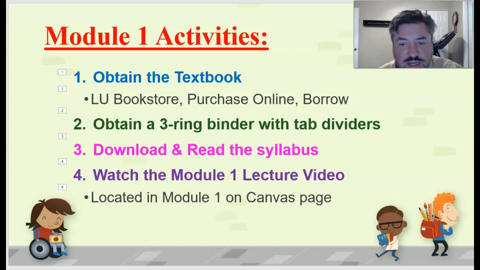Number 3, download and read the course syllabus. It's listed in the syllabus tab on the left side menu. Make sure you read over the syllabus and understand all the requirements. Number 4, watch the Module 1 video lecture series. This is located in Module 1 on the Canvas page. If you watch this video, you're completing it. There is a part 1 video as well if you missed the course lecture on Tuesday, the first day that the course met, or you want to watch that as a review. So those are your activities.